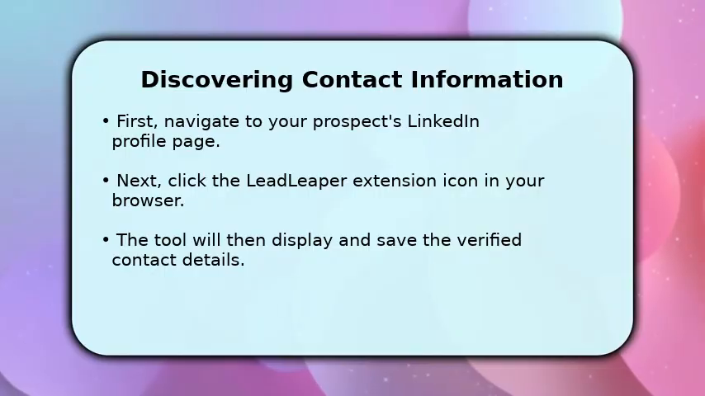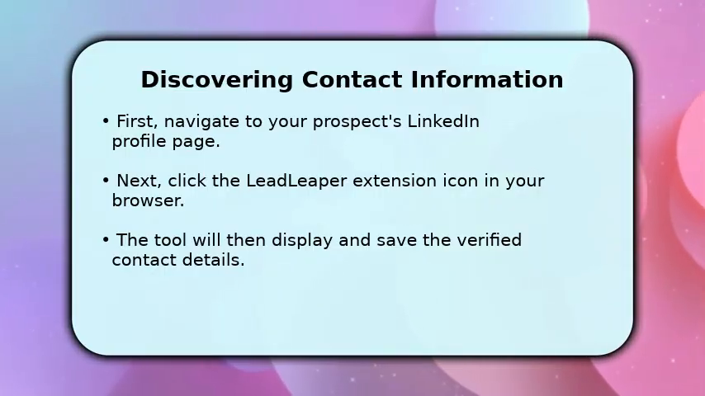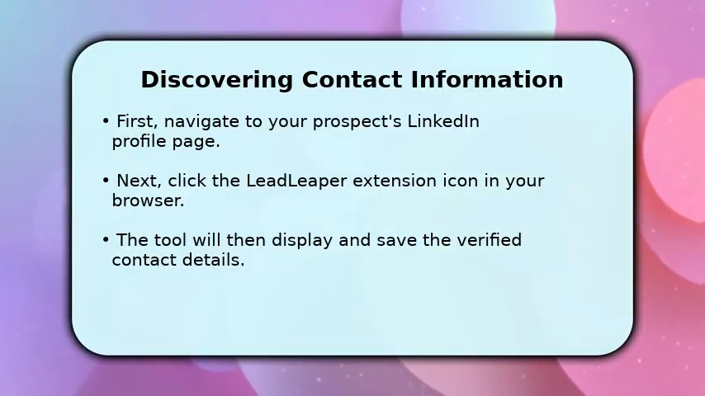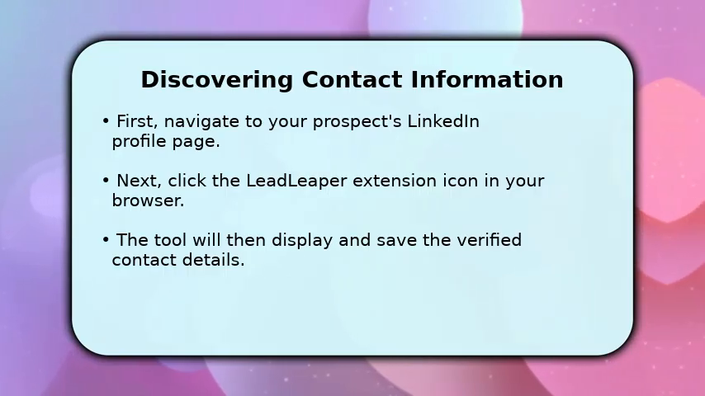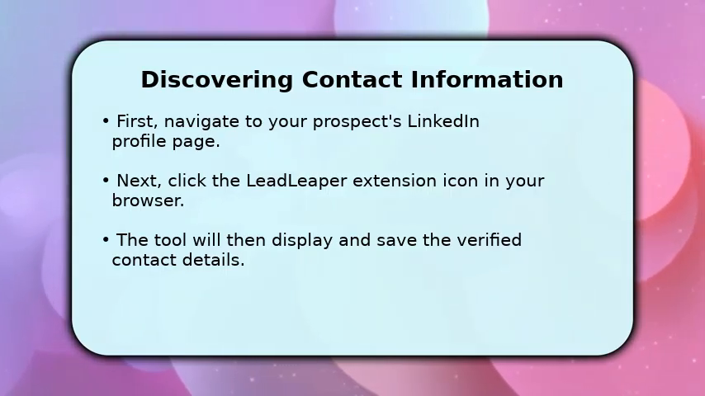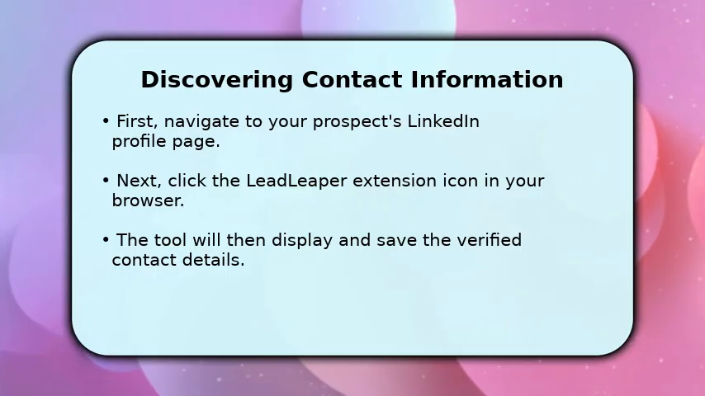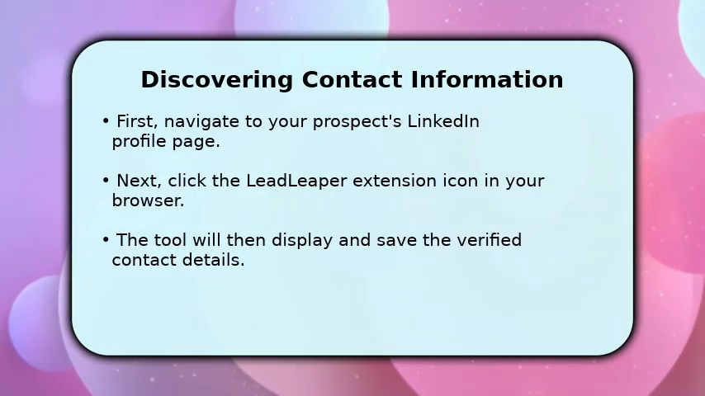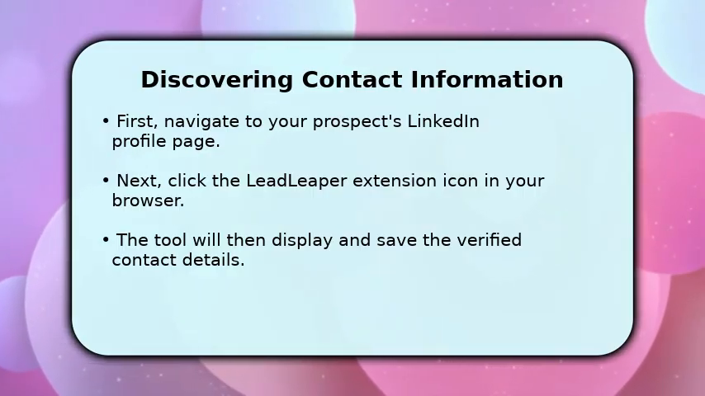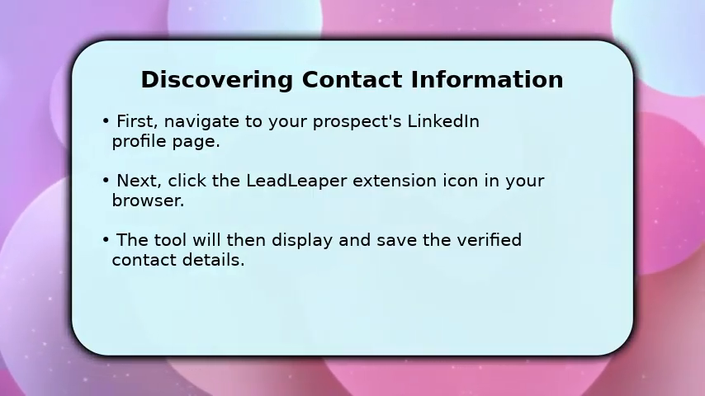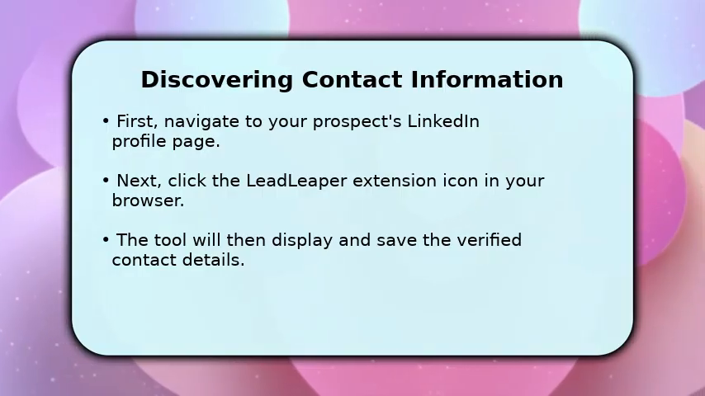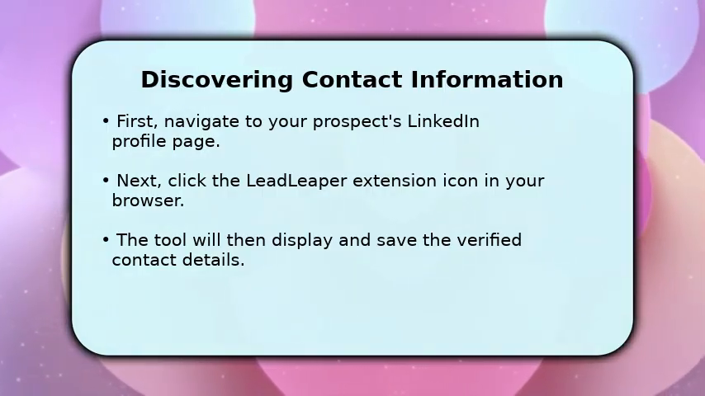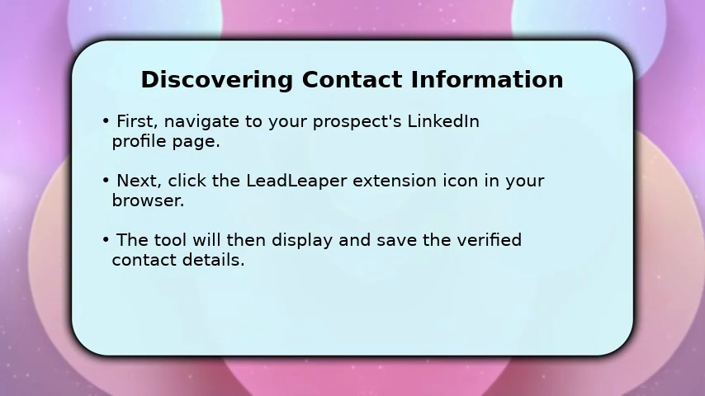Finding contact information with Leadeleaper is straightforward. Begin by visiting the LinkedIn profile of your desired prospect. Once on their profile, simply click the Leadeleaper extension icon located in your browser's toolbar. The extension will then process the information and promptly display the verified business email address and often a phone number, saving these details for your future use.